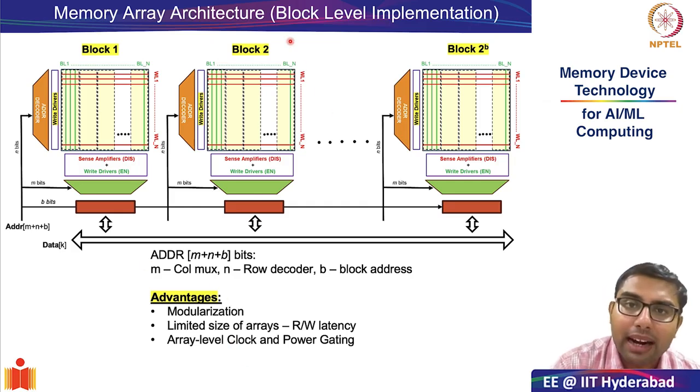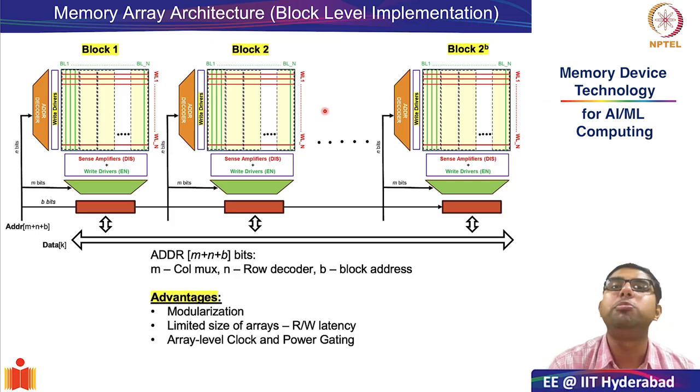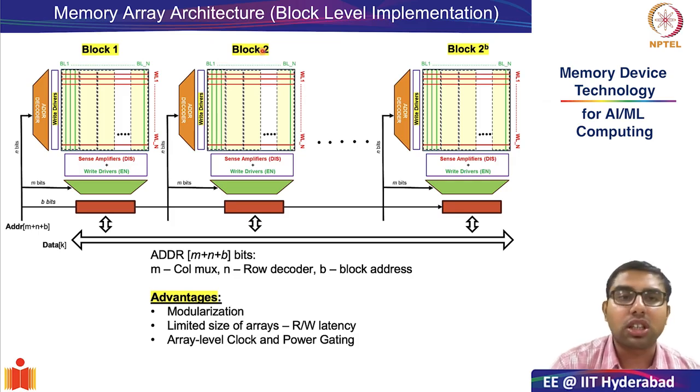For example, at one given time, only block 2 is being used. So all blocks except block 2, the clock can be cut off. If the clock is cut off from all the other blocks, the switching dynamic power, which is nothing but CV squared F, could be easily saved. In addition, we could also do power gating.